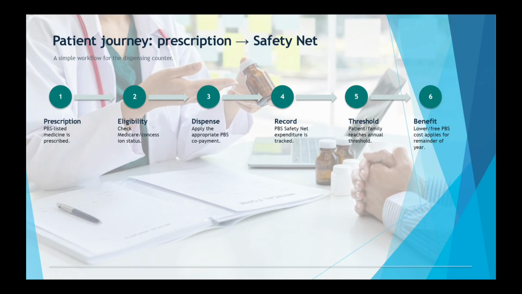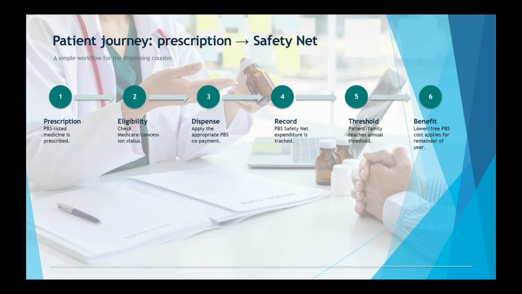There is a criteria for the children too. They need to be under, I think, 18 years, or going to uni or something like that. I need to double check that one. Yeah, there is a criteria. They need to fulfill the criteria to count as a dependent. Okay, dependent children. And once they reach the safety net threshold, only after that will the medication be free.